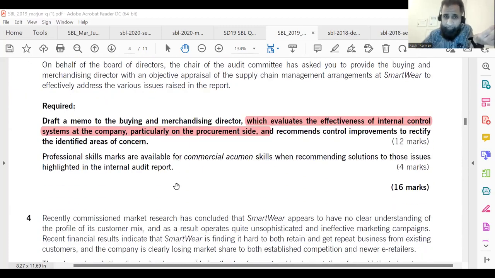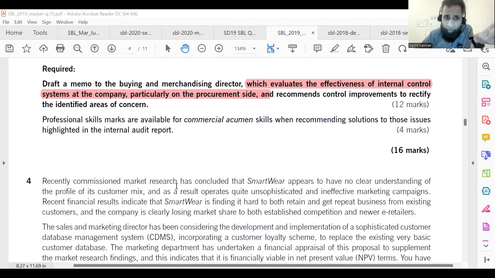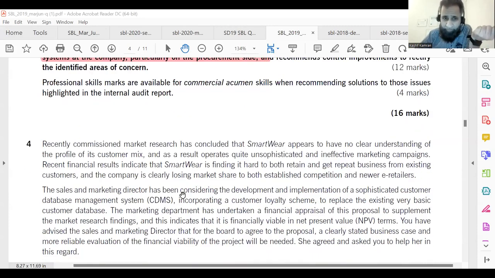Look at this question here. Draft a memo to the buying and merchandising director, which evaluates the effectiveness of internal control and recommends improvements to internal control. You cannot be prepared for questions on internal controls, right? You can never be prepared on questions on internal control because the weaknesses will be in the case and the recommendations have to come out of your own judgments.